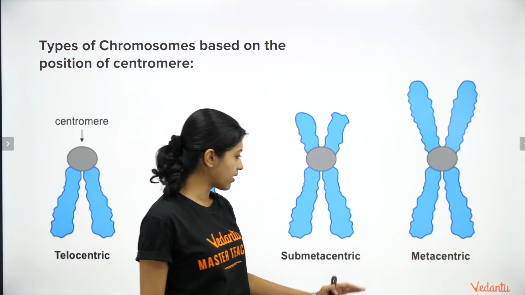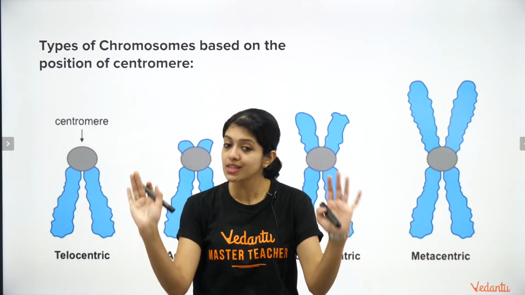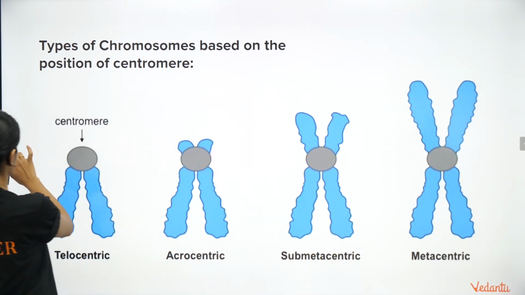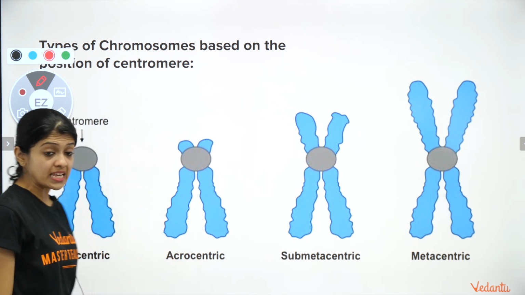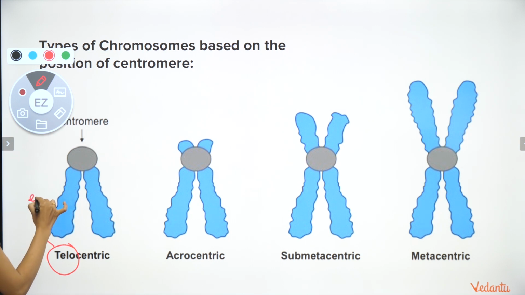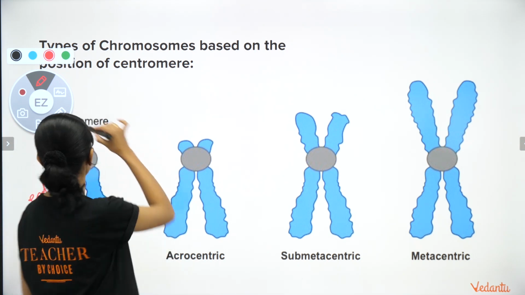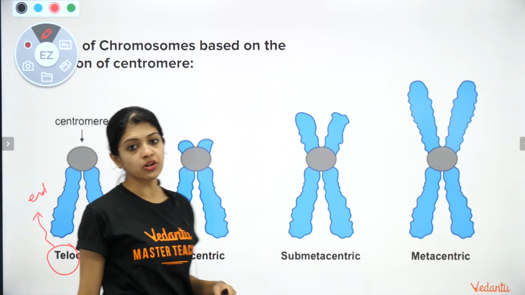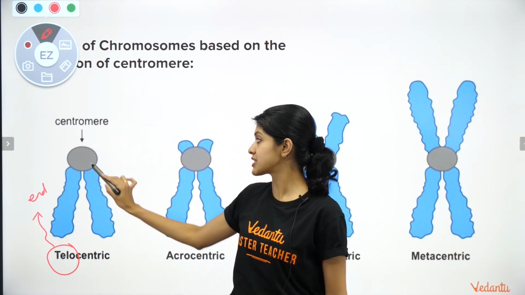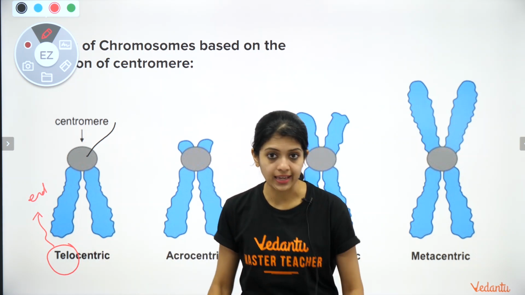Right, I'm sure we know the meanings of the prefixes meta and telo by now, because we know the stages of mitosis and meiosis. Quickly tell me, what does telo indicate in telocentric? End, right, or last. So you see that in a telocentric chromosome, the centromere is towards the tip of the sister chromatids or the tip of the chromosome, which is why we call it telocentric.